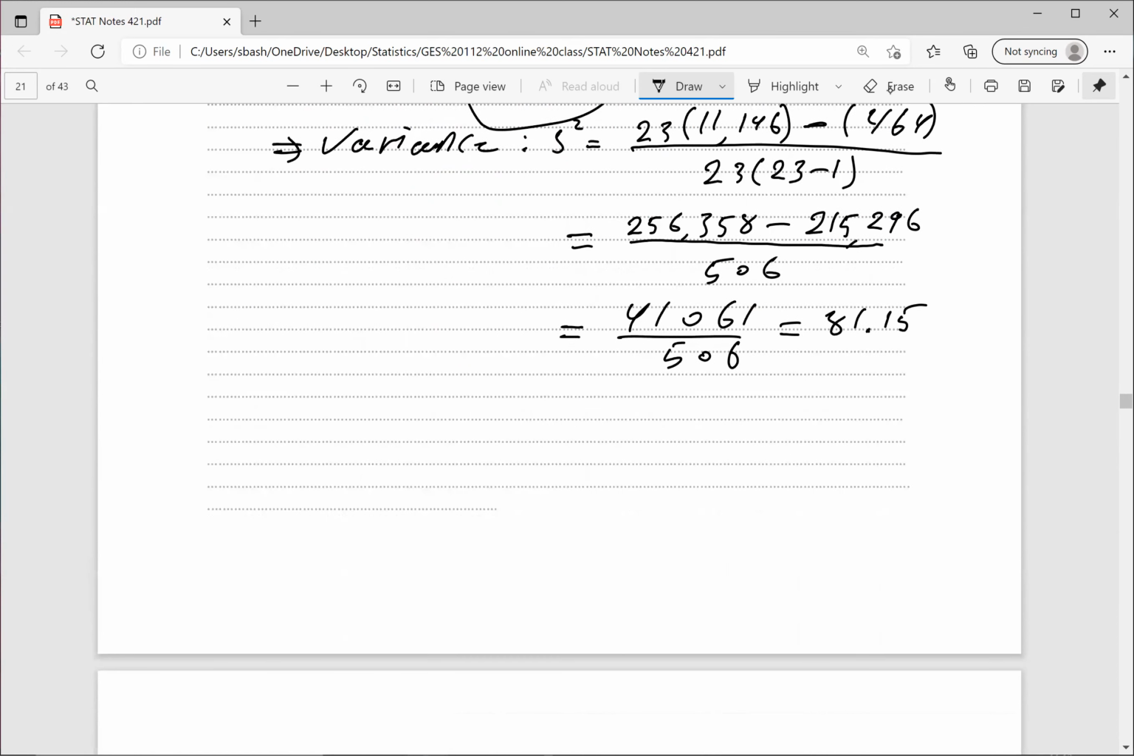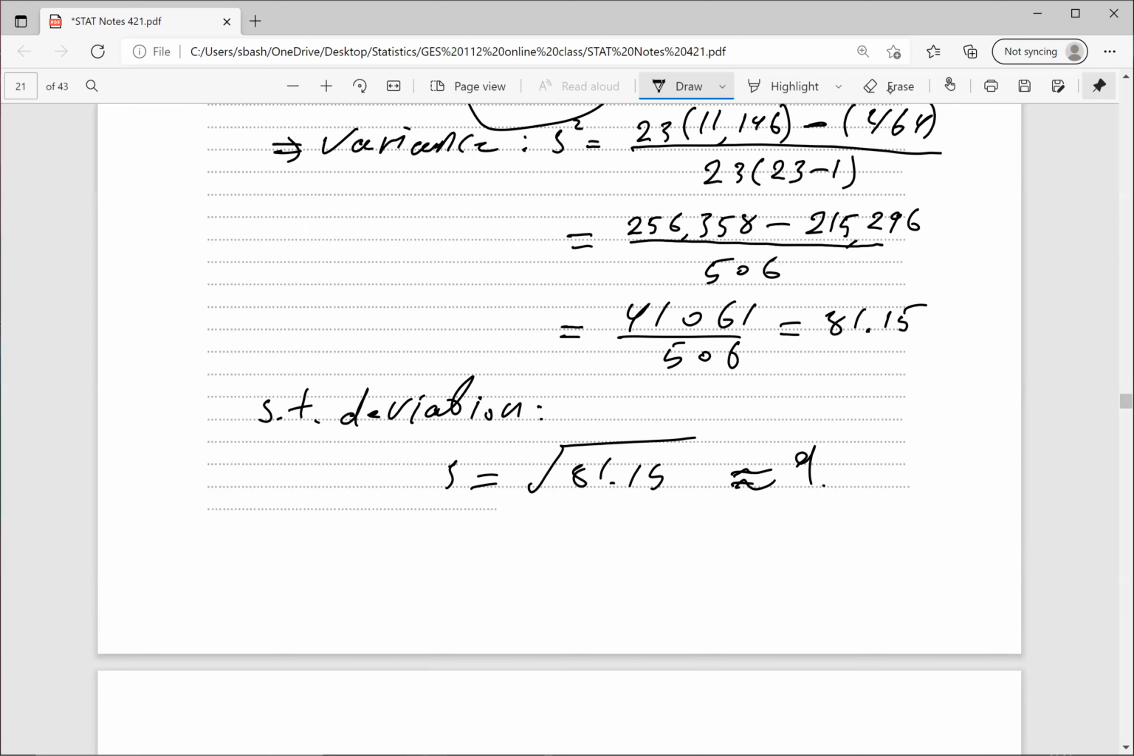For the standard deviation, s is equal to the square root of 81.15. The square root of 81.15 is approximately equal to 9. So this is the standard deviation for this grouped frequency distribution.